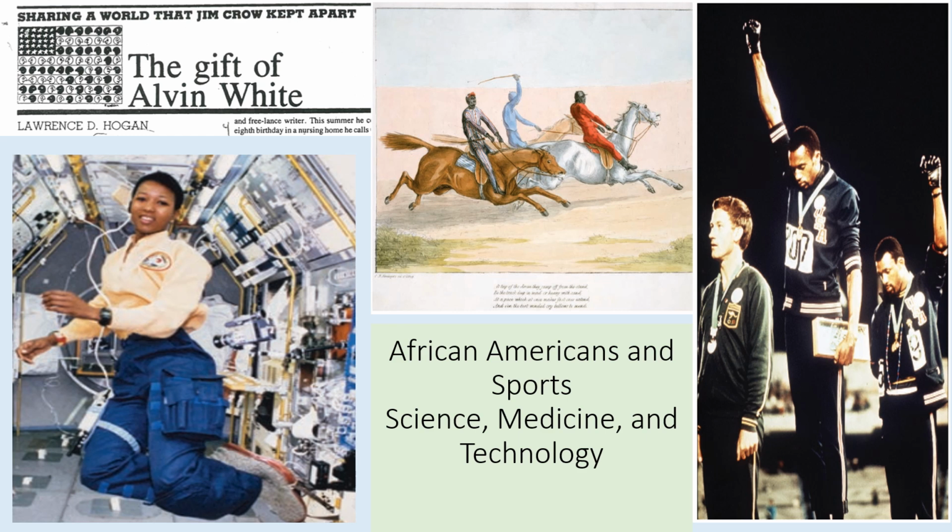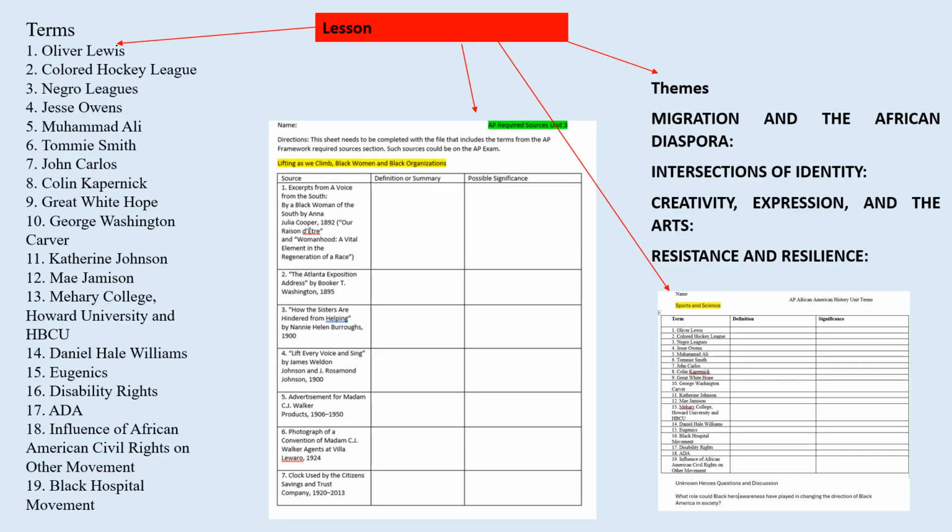Focus here is African American sports and science. At the end, you want to be able to define these 19 terms. Many of these terms are actually people and their contribution. You want to use the AP source framework.